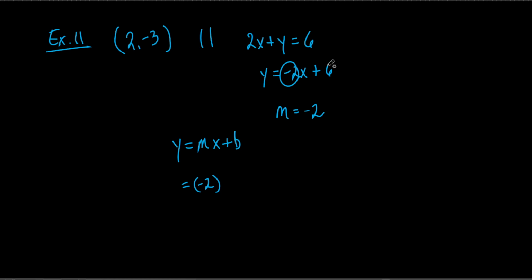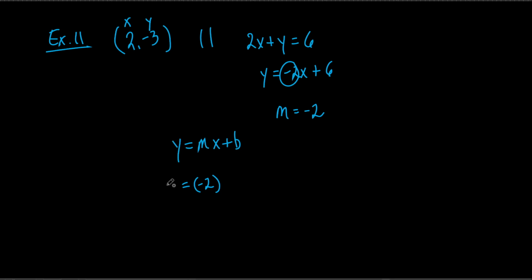But the line I'm trying to figure out is going to have a different y-intercept than this line does, so it's not going to be 6. But I do know a point that it goes through. This point is an x and a y. So guess what I'm going to put in for x and y right here? 2 and -3. Everybody see that? So I'm going to take this little equation and put all the stuff that I know into it.